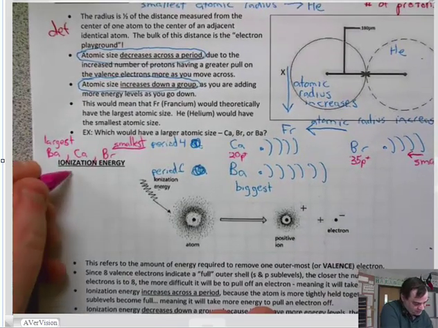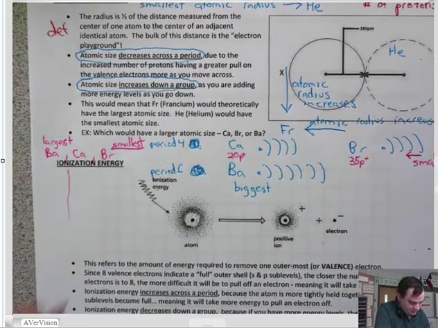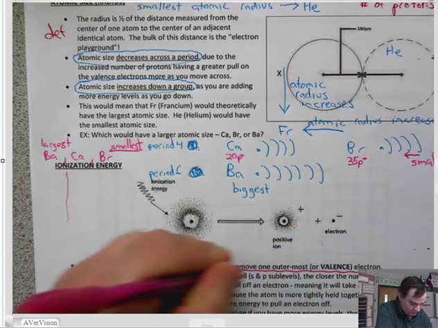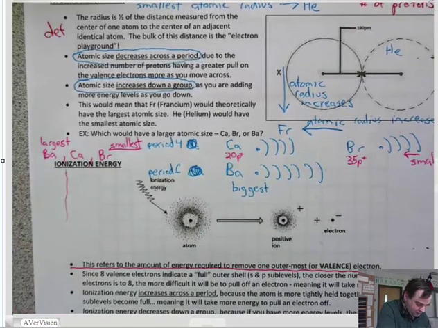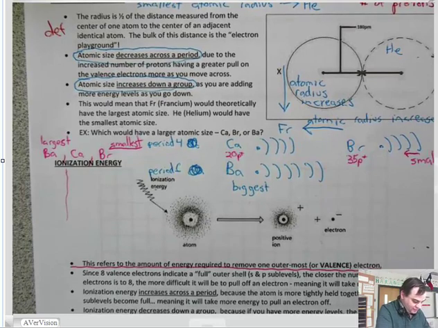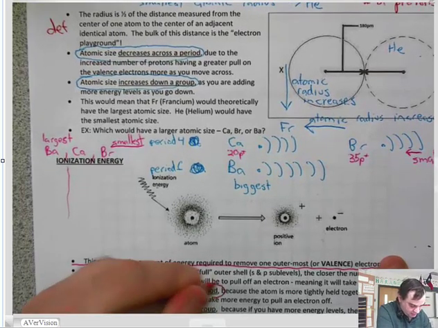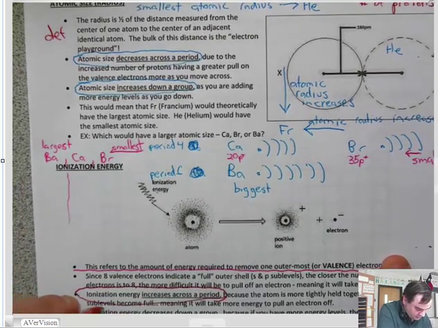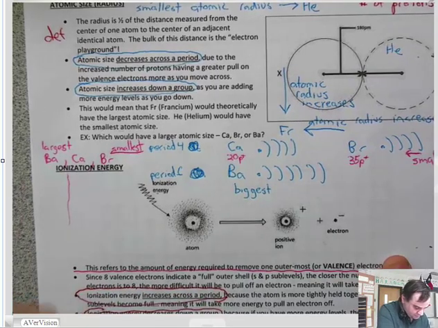Okay, ionization energy. Definition of this. This is the energy required to remove one outer valence electron. Okay? Since 8 valence electrons indicates a full outer shell, S and P levels, the closer the number of valence electrons is to 8, the more difficult it is to pull away an electron, meaning it will have more ionization energy here. Ionization energy increases across a period, and it decreases down a group.